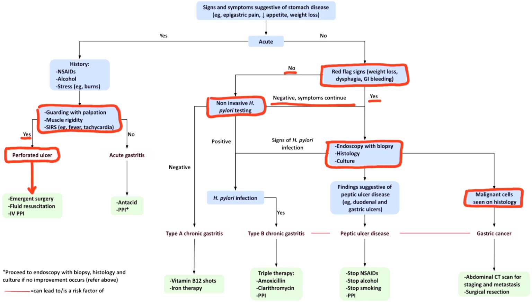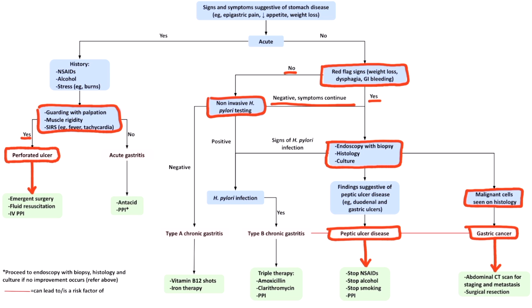Malignant cells seen on histology suggest gastric cancer, which calls for abdominal CT scan for staging and metastasis. Surgical resection for these patients is necessary. Patients must be educated about the potential risk of malignancy with peptic ulcer disease. When confirmed on endoscopy, patients with gastric or duodenal peptic ulcers must be advised to stop NSAID use, alcohol, and smoking. For pain management, proton pump inhibitors are preferred.